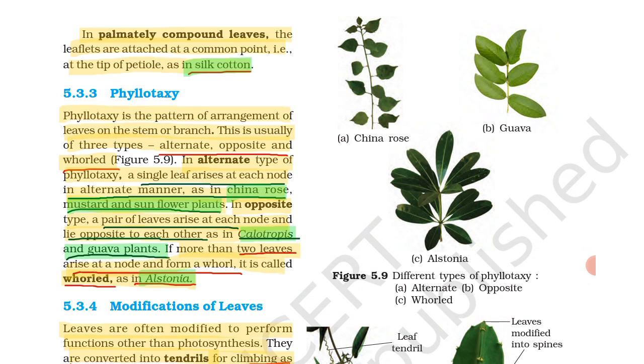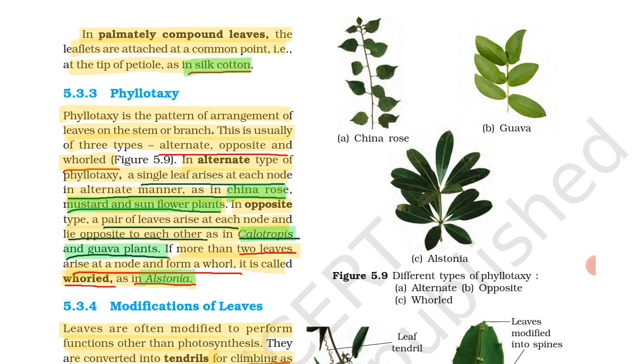In the alternate type of phyllotaxy, a single leaf arises at each node in an alternate manner. So see figure 5.9. Different types of phyllotaxies are shown. In that, A is China rose. See that leaves arise in an alternate manner. A single leaf arises at each node in an alternate manner, and the examples are China rose, mustard and sunflower. So they may ask a question.